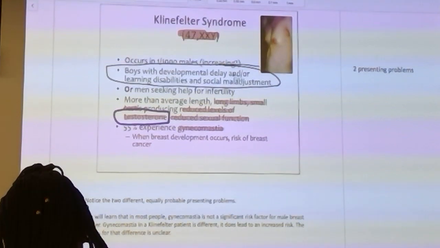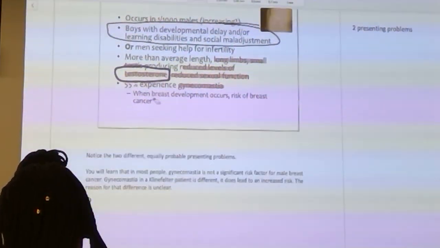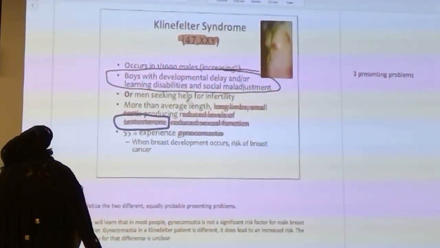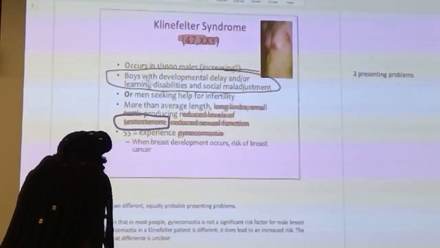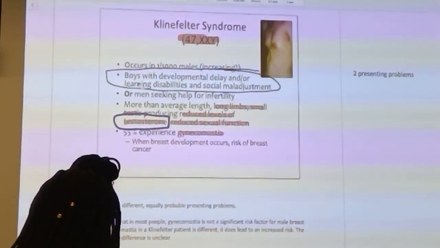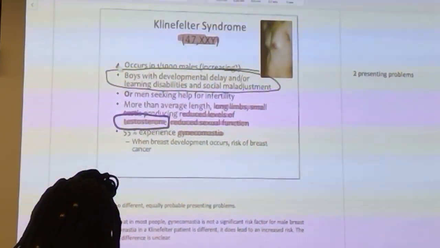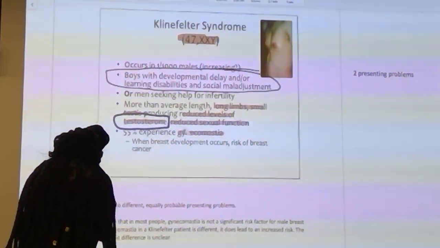Okay, so Klinefelter syndrome, we need to know that the problem is with testosterone. There are 2 presenting types. One will be a learning disability, and the other will be infertility. So those are the 2 presenting problems. And just know that what's common to both of them is gynecomastia.